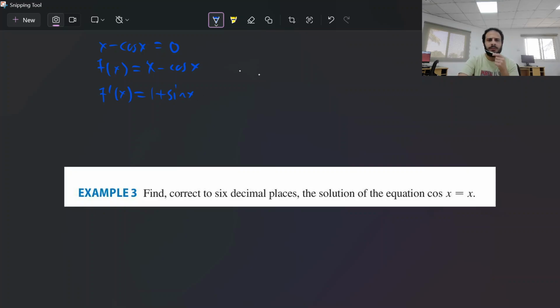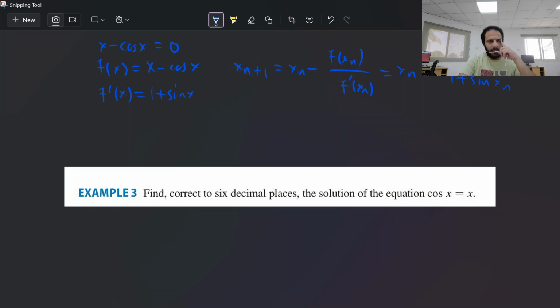Now you substitute in the formula, you get x(n+1) equals xn. You write the formula first like this, f(xn) over f prime(xn). So x(n+1) equals xn minus cosine xn over 1 plus sine xn. What's the next step? I told you that we want to find x1 with another method other than using the graph, because you may not like drawing the graph, right?